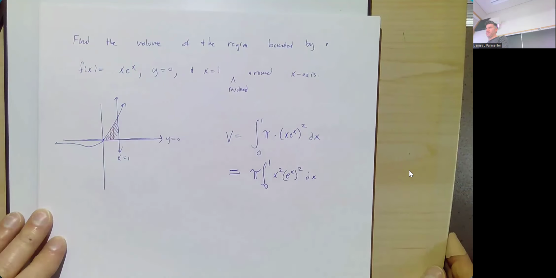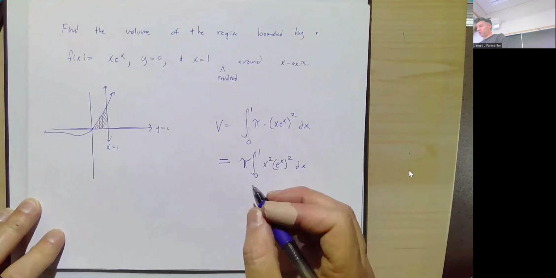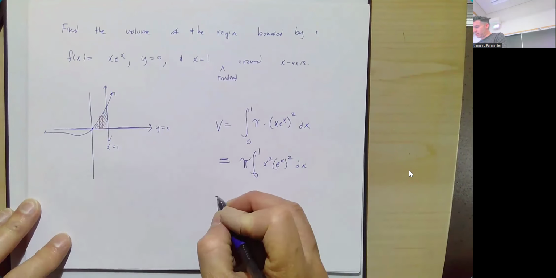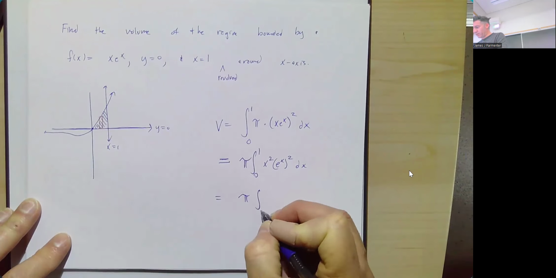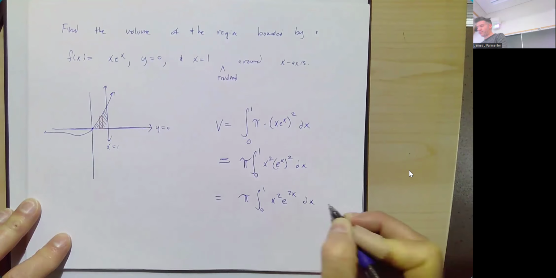Well, let's make it less terrible. e to the x squared is just e to the x times e to the x, which is e to the 2x. Or you can multiply the powers if you want to see it that way. This is pi integral from 0 to 1 of x squared e to the 2x dx.